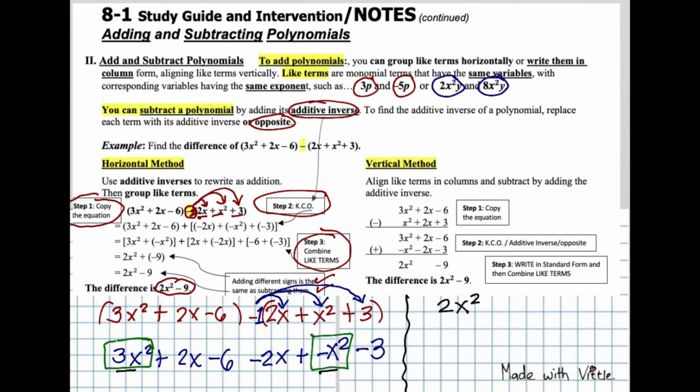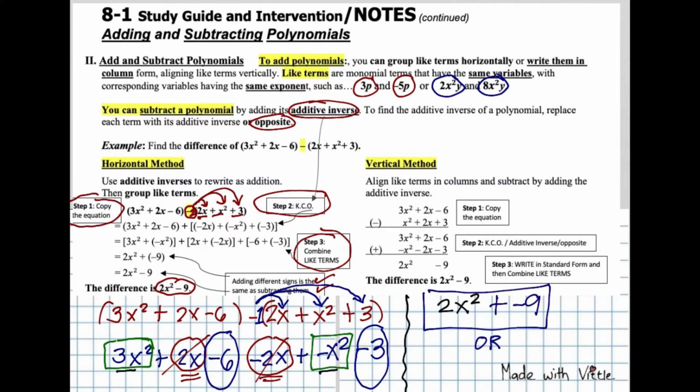Now I will look for the terms that have just x as a variable with the first power. We have 2x plus that negative 2x, which is the same thing as 2x minus that 2x, which will mean 0. Now the last thing to do is combine the constant ones, the negative 6 plus that negative 3. A negative 6 plus a negative 3 is a negative 9. Our final answer is 2x squared plus a negative 9, or that's the same thing as 2x squared minus 9.